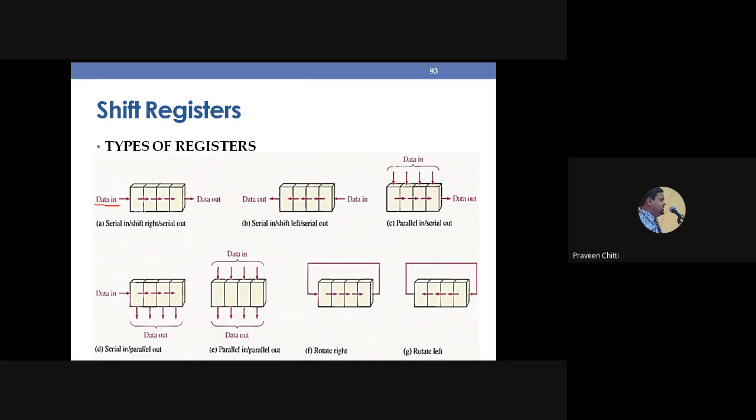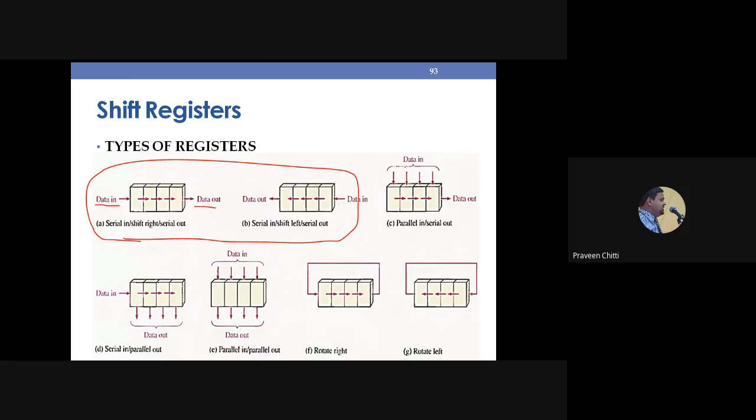One end data is entering, other end data is going. Such a type of shift register is called what? Serial in, serial out shift register. Both of these are serial in, serial out shift registers. Data is shifted in from this end and out from this end. Here it is entering from here, and it is going out from the other end. So that is the serial in, serial out shift register.